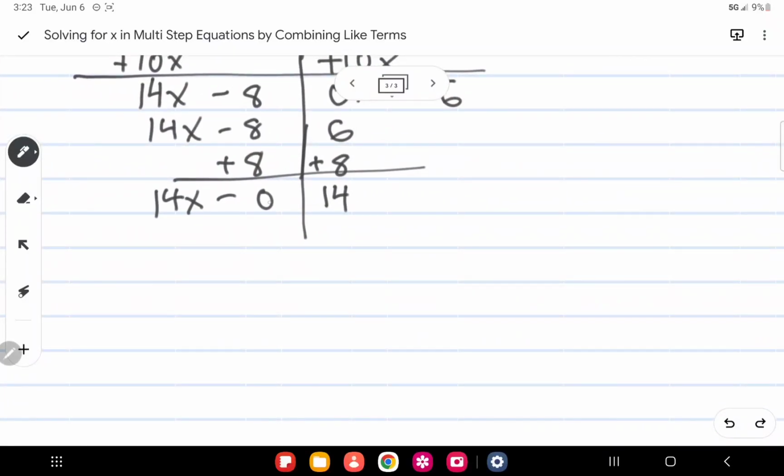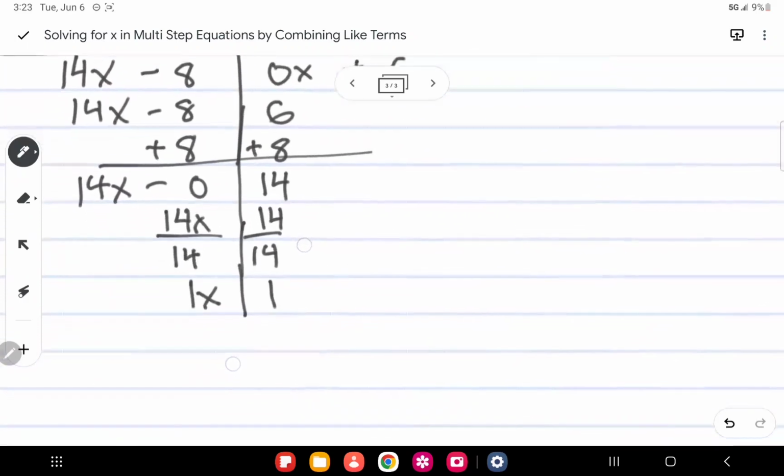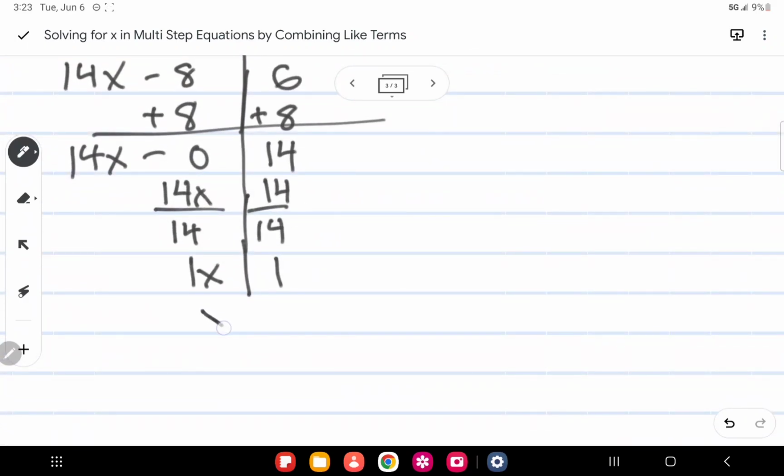Okay, so 0 disappears, so we're left with 14x on the left side and 14 on the right side. Now going back to PEMDAS, 14 is right next to x, meaning that those two are being multiplied. So the opposite of multiplication is division, so we will divide both sides by 14. You get 14 divided by 14 is 1x, and on the right side, 14 divided by 14 is just 1. Hence, x is alone, so x is equal to 1.